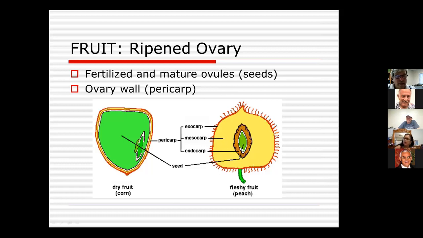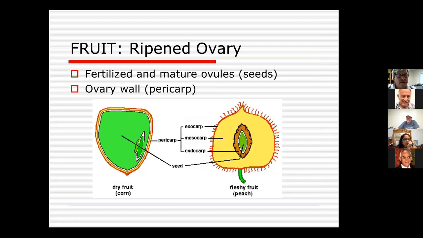So in a peach, that protective endocarp is what we call the outside of the pit of the peach fruit. And the fuzzy part we're used to on a peach, that's the exocarp. And the part we like to eat is the mesocarp.